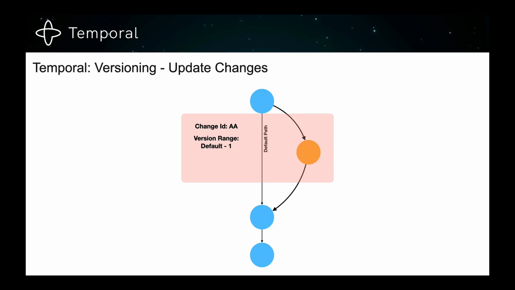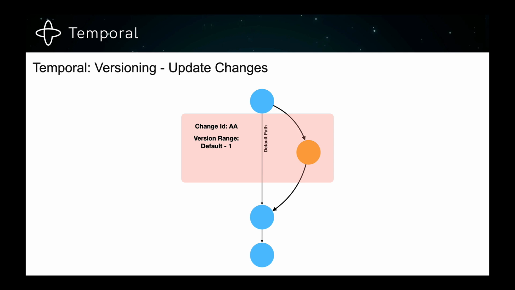Now, once a change is done, does it mean we cannot change that piece of code again? With Temporal, yes, you can. In this case, we introduce a change with, let's say, a change ID AA and a version range of default to 1, meaning that we support workflows before the change and this particular change up to version 1.